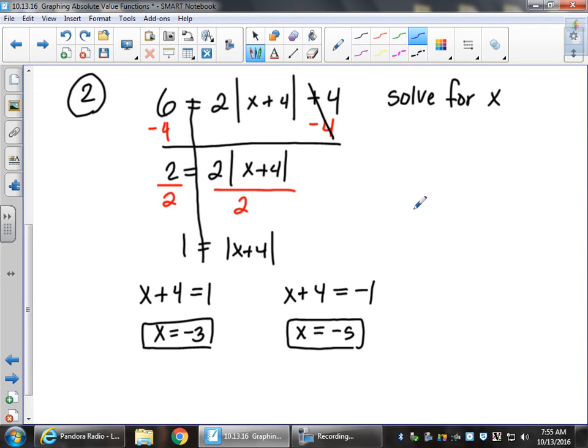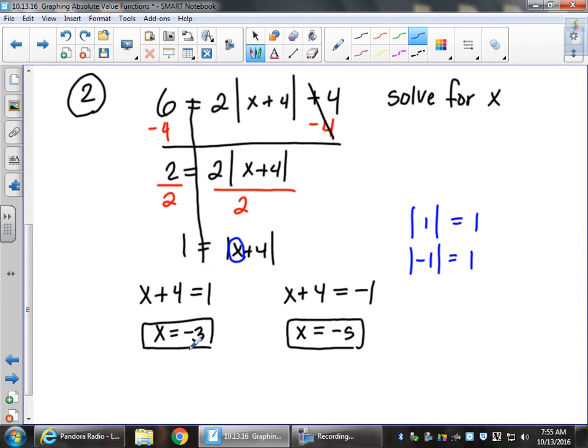So let's reason on this. If I have, ultimately I know I'm equaling 1, right? What's the absolute value of 1? 1. What's the absolute value of negative 1? 1. So there is a value for x that will make the inside equal 1, and a value for x that will make the inside equal negative 1. So I have to find both of those x values. We do that by setting up x plus 4 equals a positive 1 and x plus 4 equals a negative 1, and we solve for each.